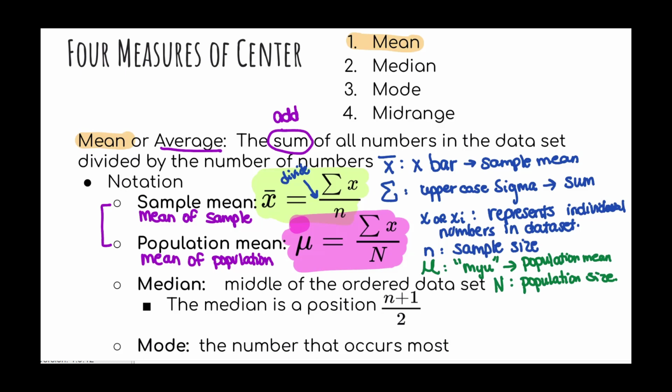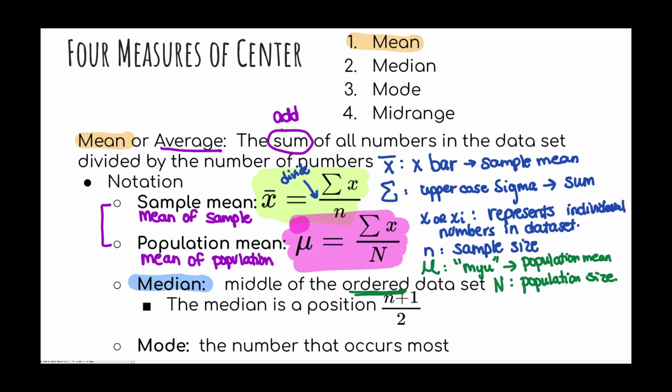The median is another measure of center, but it is the middle of the ordered data set. So keyword here is it has to be ordered. All right. And then there is a little formula here when you can find the median position. It says n plus 1 over 2. I'm going to show you another way to find it. But basically, if you wanted to find out the median, you could use that formula.